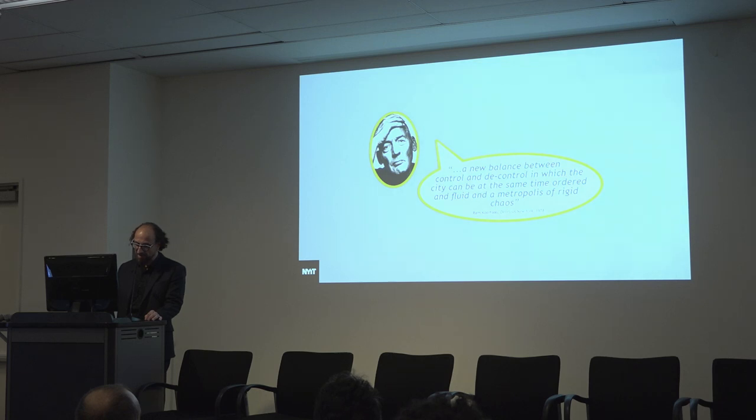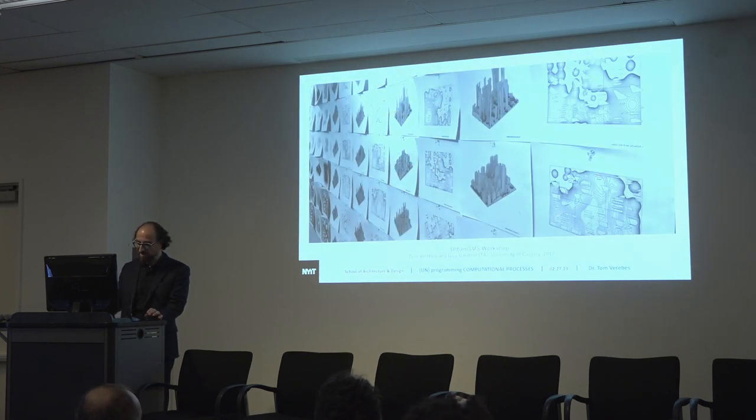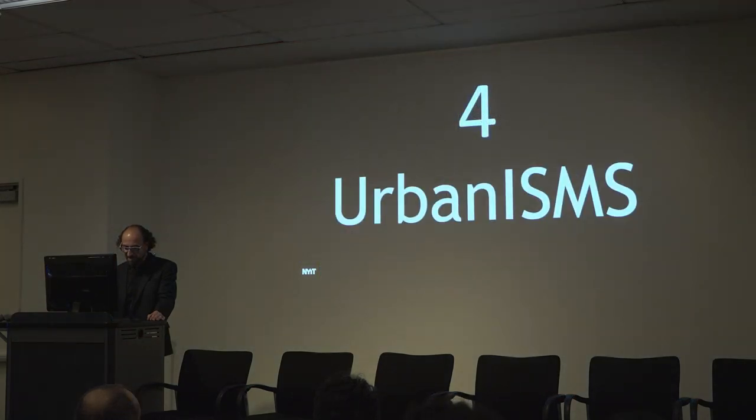And Rem, some 20 years earlier in Delirious New York, writes of a new balance between control and decontrol, in which the city can be at the same time ordered and fluid, and a metropolis of rigid chaos. So the Manhattan grid, I think in some sense in a computational world and ways of working, is constantly found within the kind of bounding volume, and I think this is how we've worked in our projects on urbanism. And this was a workshop at the University of Calgary where 24 students produced 10 urbanisms, and so we had 240 models done in 4 days. So four urbanisms, not 4 days.